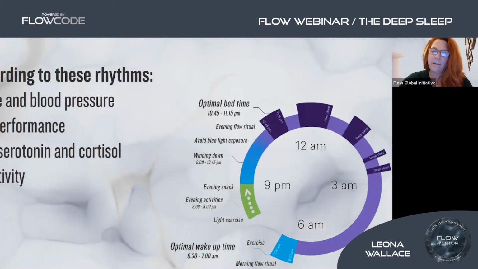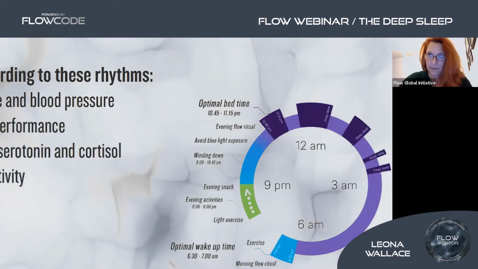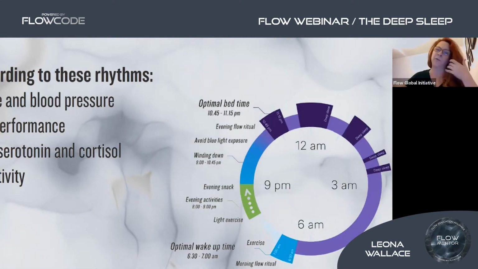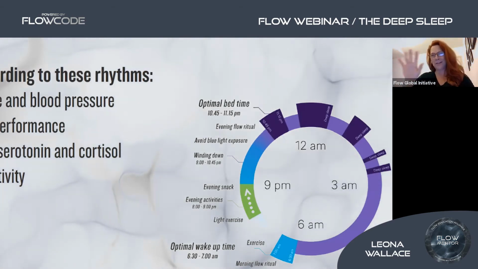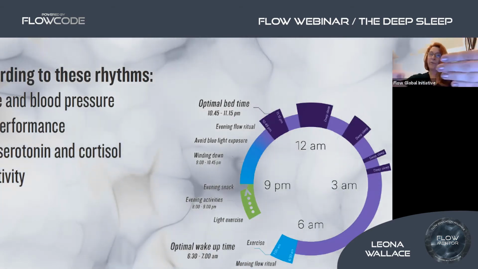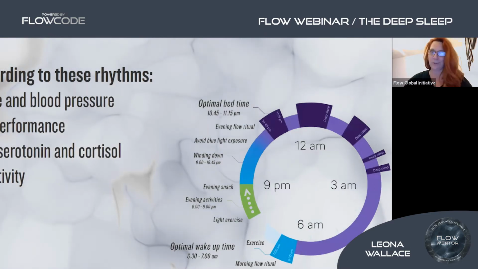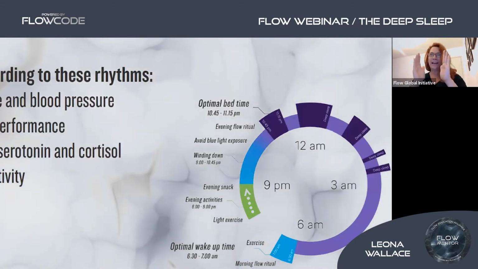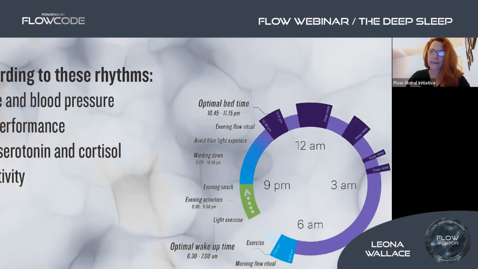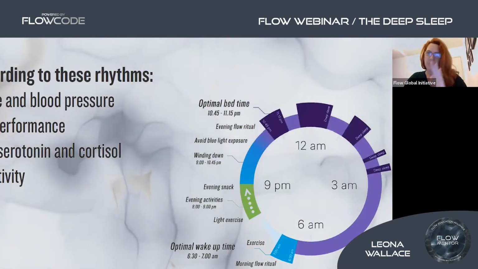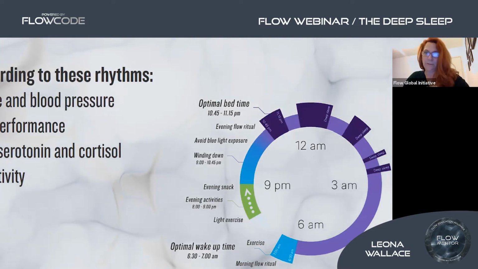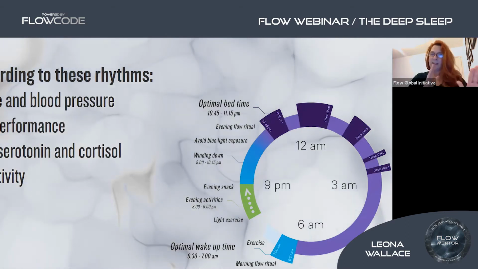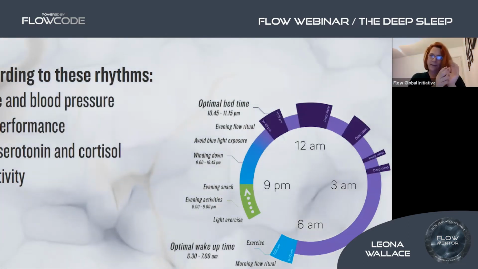Then in the evening, there's a time where we're going to do some evening activities to bring us back down. We're going to go through this in more detail. I just want a little bit of an overview. You're going to have an evening snack, some winding down time, where you're going to avoid blue light exposure, like your cell phone and your computer, or if you're reading an e-reader, all that blue light is not helpful for you to start to bring yourself down. Now, there's also evening flow rituals that we're going to go through that you could use. And then have this optimal bedtime between 10:45 and 11:15.